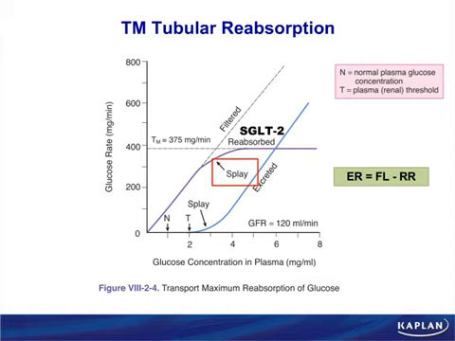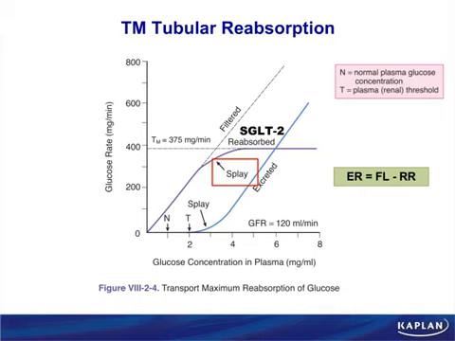Now, the exam might try to get you confused between transport maximum and renal threshold. Remember your units. Remember your definitions. Transport maximum is a rate. It is a rate of reabsorption. Therefore, the units will be milligrams per minute. Renal threshold, that's the concentration. That's the plasma glucose concentration. Therefore, the units will be milligrams per milliliter. So transport maximum is a constant rate of reabsorption. You can see by this graph, that number is 375 milligrams per minute. That is transport maximum. Now let's go back to splay for a minute.